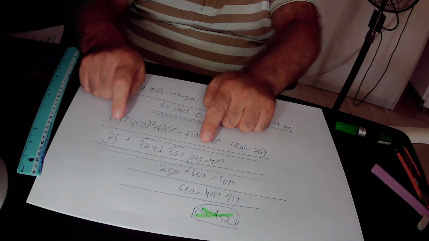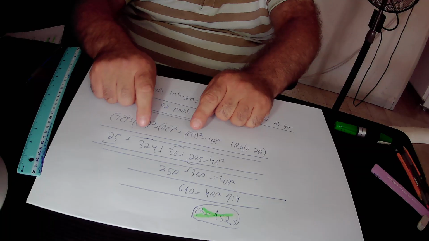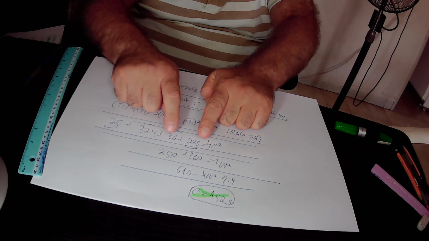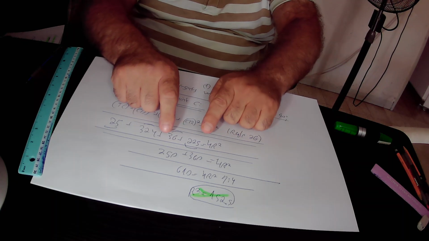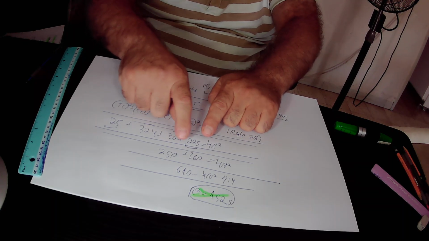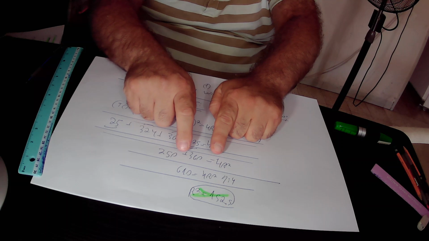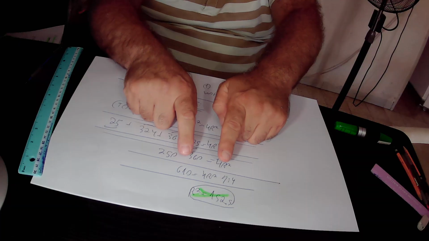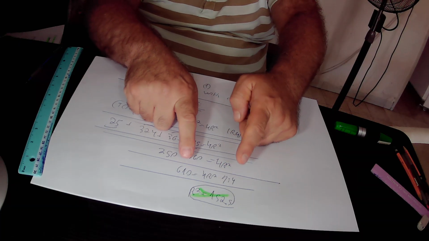25 plus 225 is 250, and 324 plus 36 is 360. So 250 plus 360 equals 4R squared. 250 plus 360 is 610. So 610 equals 4R squared. Here we divided this equation by 4 and finally found that R squared equals 152.5.